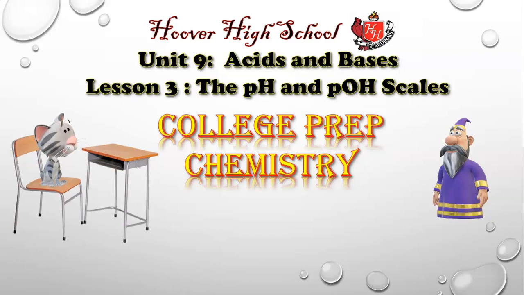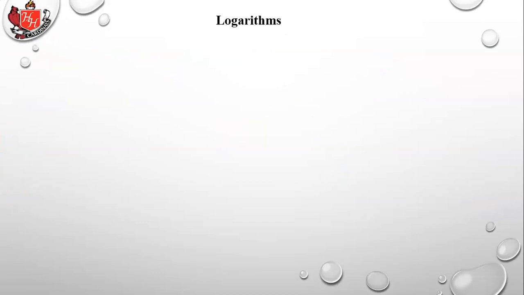Chemistry, we're on to our third and final lesson in the acid bases unit, and it's on the pH and pOH scales. So the first thing we're going to do is do a quick overview of logarithms, because pH and pOH represent a logarithm of a concentration of hydronium or hydroxide ions.